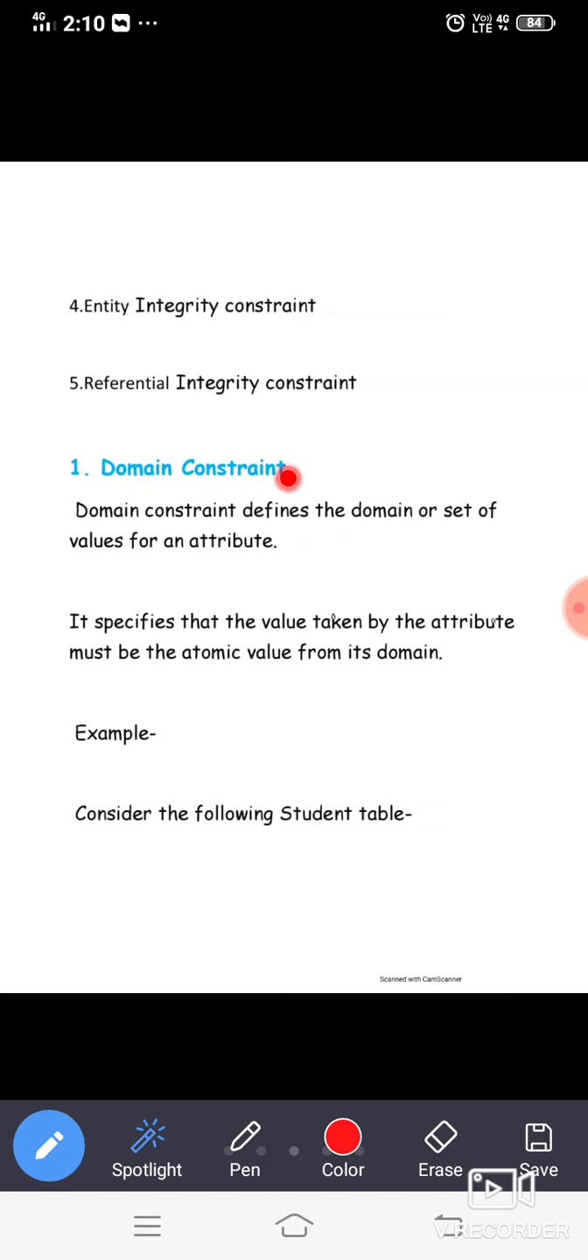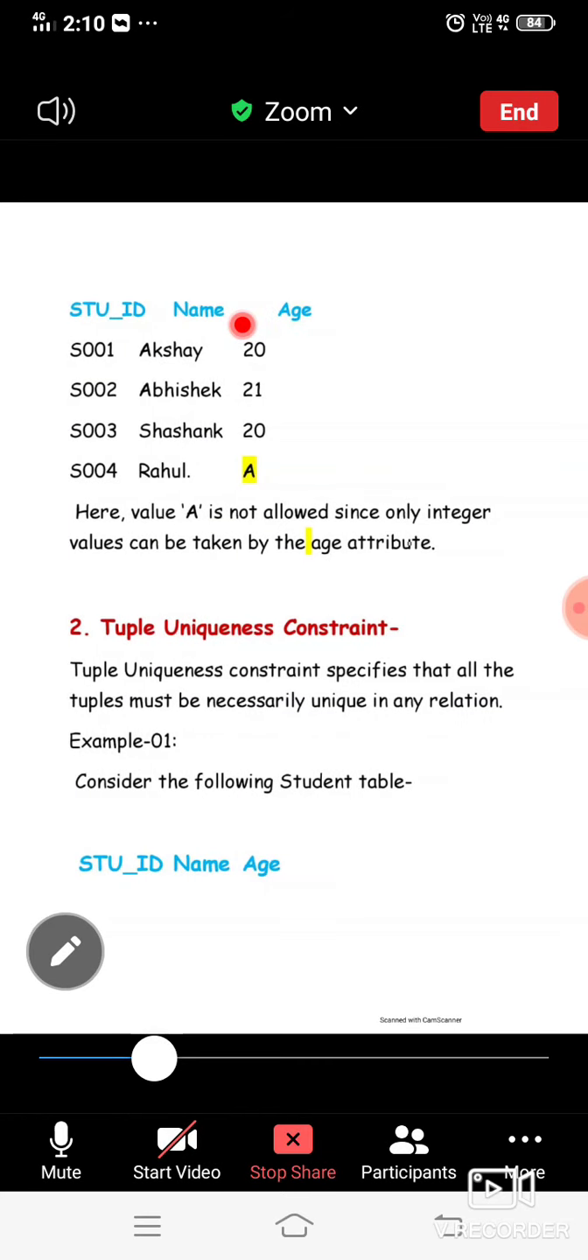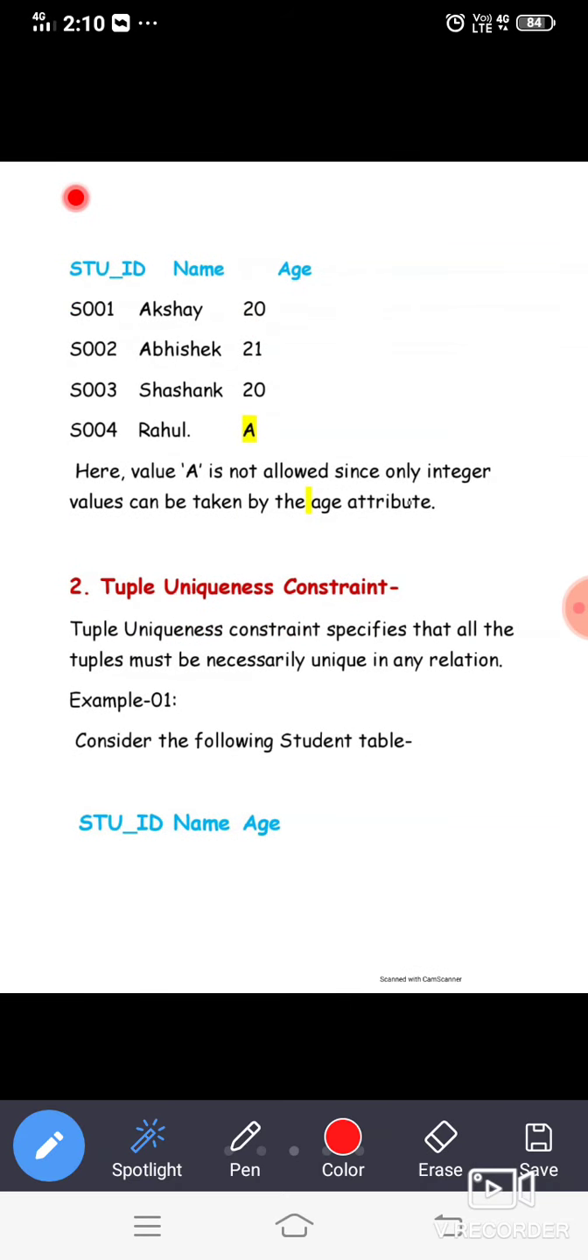And this is the domain constants. First we have to know what is meant by domain. So I will directly go into the example and explain it to you. See here, this is the table we are taking in order to understand what is meant by a domain constant. See here, STUID, the numbers are like S001, S002. Okay, this data is okay. Whenever you go for the name, Akshay, Abhishek, Shashank and Rahul, this is also okay.